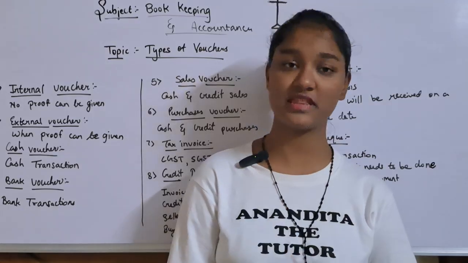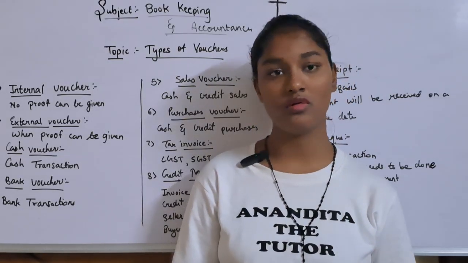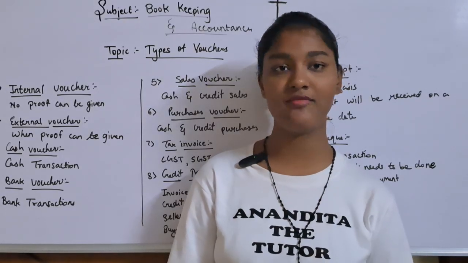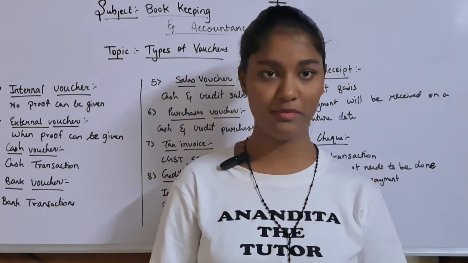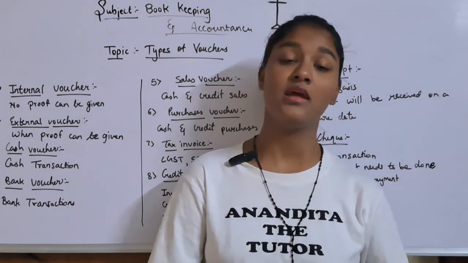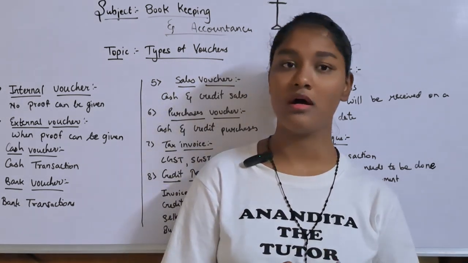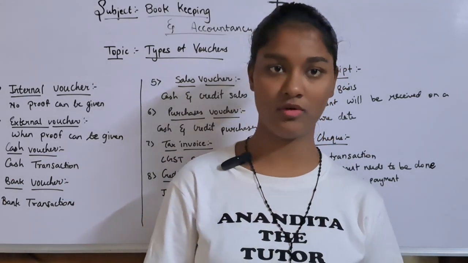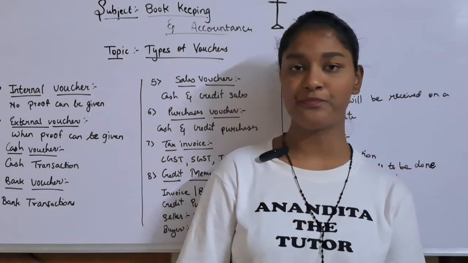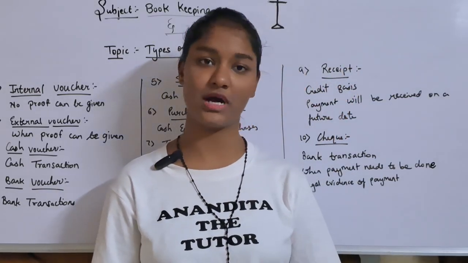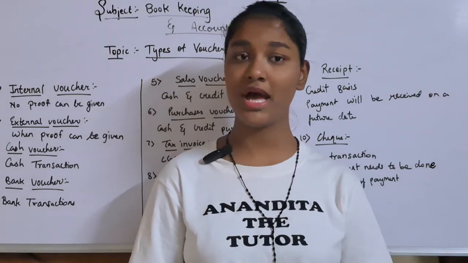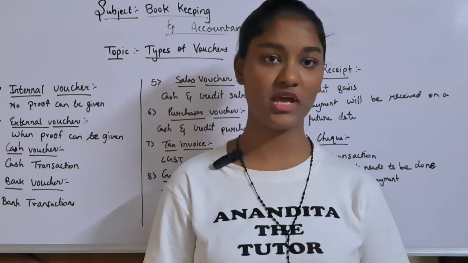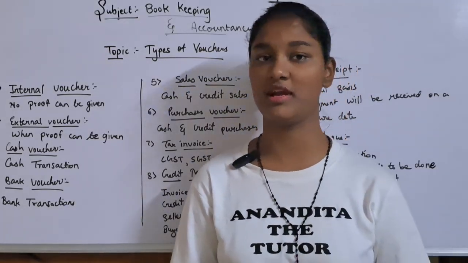For example, if you want to go somewhere by rickshaw, the rickshaw wala will not give you a bill. So what does he do? He records in his books that today I received 30 rupees, I went to such and such place to drop a customer. He will record this in his books of accounts. So this is called an internal voucher. Why? Because he cannot keep a proof. He cannot give a bill to every customer, because he has so many customers in a day.